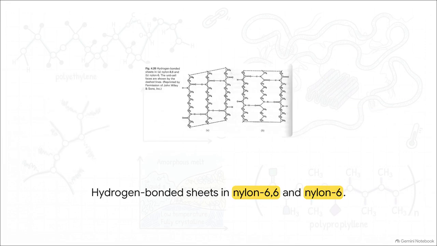Another awesome example to keep in mind is nylon. For nylon 6,6 and nylon 6, the strict structural organization is totally driven by powerful hydrogen bonds. See those dashed lines? Those represent the hydrogen bonds creating super dense crystalline sheets. When you have intermolecular bonding that strong, the chains are locked in, which dramatically drops the material's enthalpy.